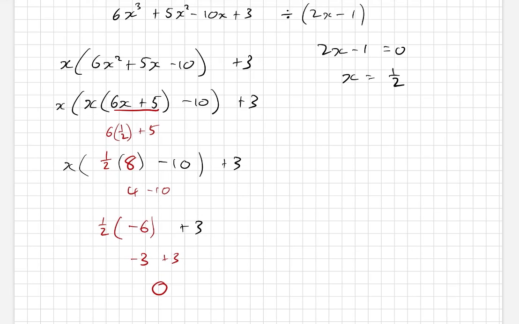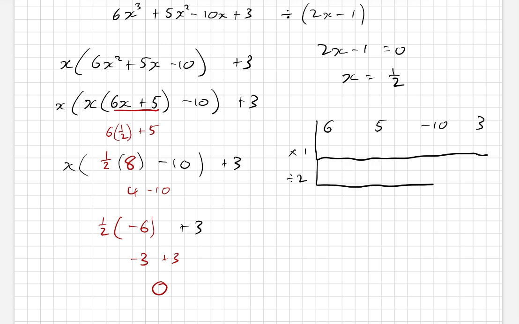So with our synthetic division, that's basically all we're doing. We've got our 6 at the start, then our 5, minus 10, and 3. When we times each of these by half, what we're really doing is timesing by 1 and then dividing by 2. So if I build up my frame, firstly, 6 times 1 is 6, so put the 6 down here, and then I have to divide it by 2, which is 3. Okay, so this is basically this section here.